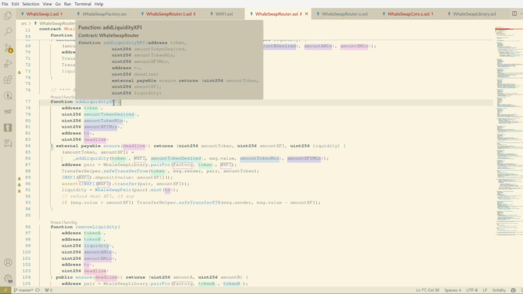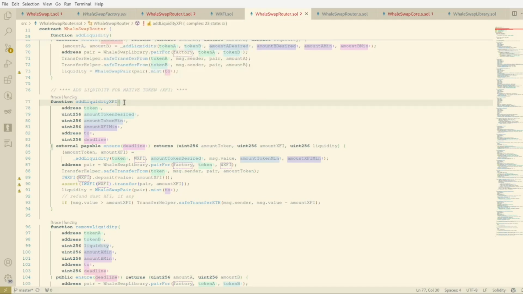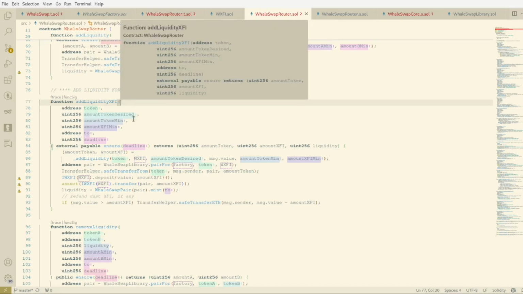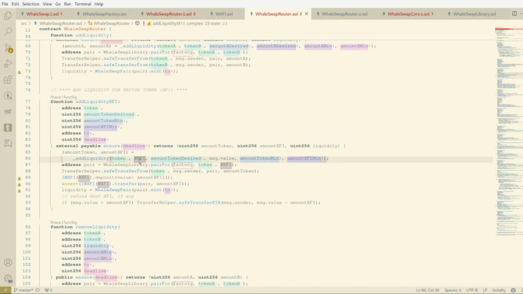EVM compatible chains have these native tokens, and these native tokens don't have the ERC20 specific capabilities to behave exactly as ERC20 tokens, because AMMs only support ERC20 tokens. We make use of wrapped XFi, which has equal value to the XFi. So for each one XFi you deposit to the WXFi token, you get one WXFi token. If you deposit two XFi, you get two WXFi.